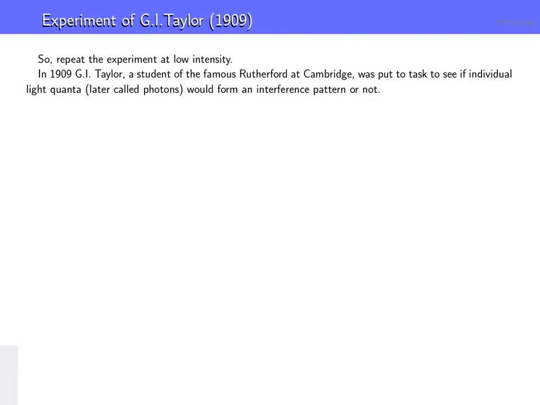So the question is, if you reduce the intensity of the light so much that you only have a very small number of photons passing through the device at a time, and again, you want to reduce it so much that you only have one, would you see an interference pattern or not? So the way he did this was the following way. He had a light-tight box, and he had a gas flame here.